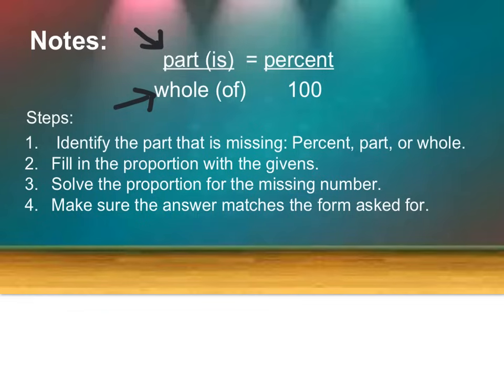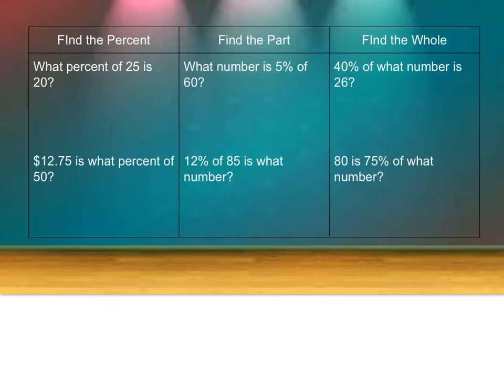Now here are the steps that you are going to follow. First, we're going to identify the part that is missing: the percent, the part, or the whole. We're going to find that by looking at the question that's being asked. Two, we're going to fill in the proportion with what the problem gives us. Three, we're going to solve the proportion for the missing number. And finally, we're going to make sure the answer matches the form asked. So if I'm asked for percent, I have to make sure I give a percent sign. If I am asked to round my answer, I need to make sure I've done that.